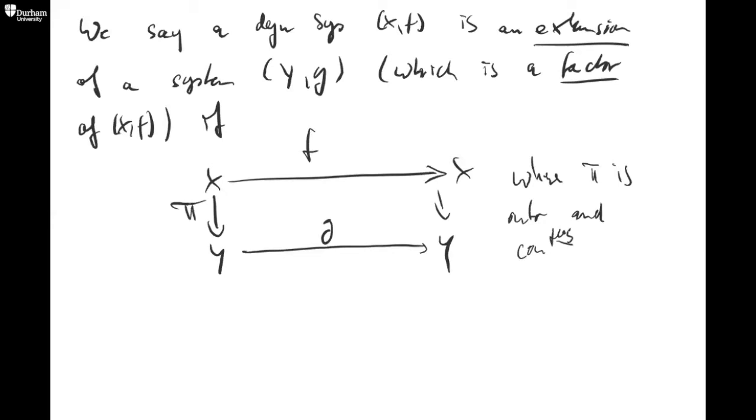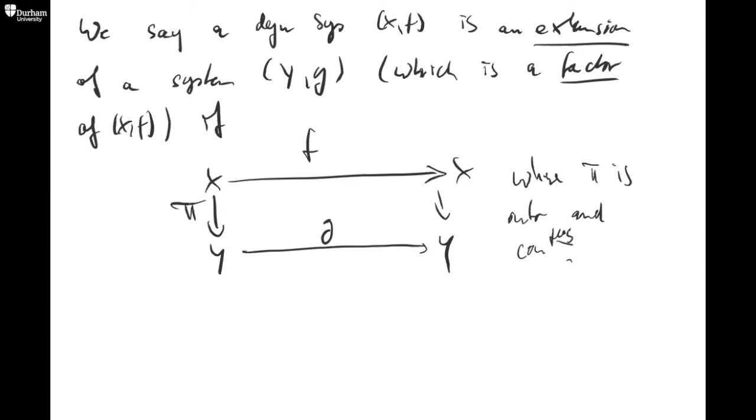Okay, and the philosophy here is that if we are in such a situation, the system XF really is a complicated version of the system YG, in the sense that, for example, in Y you might have a point which is periodic under the action of G. Then you may also have a point which is periodic under F, or you may have something way more complicated on top of this periodic orbit. So in this sense, the system XF is an extension of the system YG, a more complicated version.